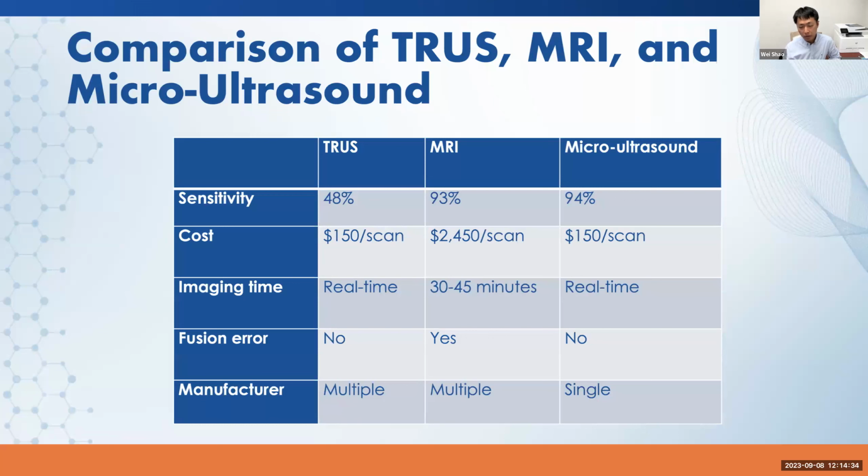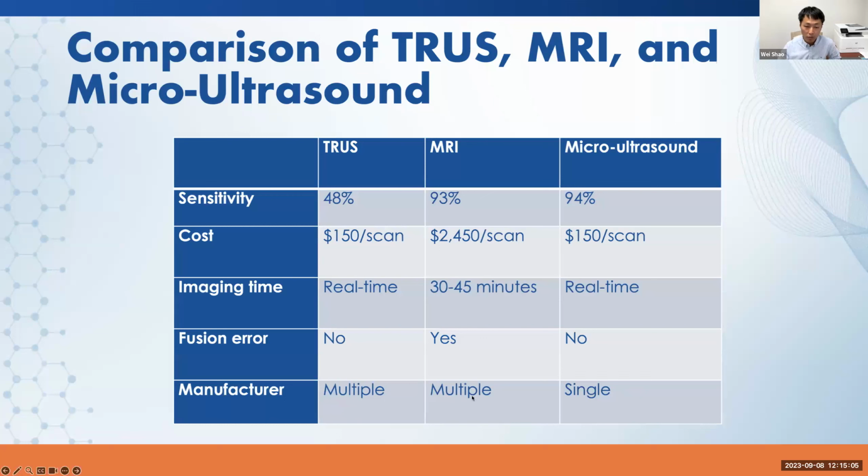Another advantage, maybe a disadvantage, for micro-ultrasound is that we only have a single manufacturer. It kind of reduces the variability in the image appearance, in the protocol. So we are aiming to create a standardized protocol across the United States, so that everybody has a single protocol for the imaging to reduce those variations in the appearance of the images, so that we have a more consistent cancer diagnosis on those micro-ultrasound images.